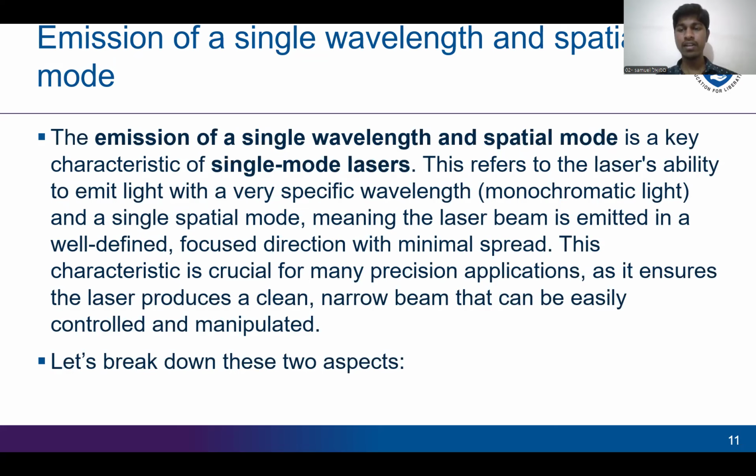This refers to a laser's ability to emit light with a very specific wavelength, monochromatic light, and a single spatial mode, meaning the laser beam is emitted in a well-defined and focused direction with minimal spread. This characteristic is crucial for many precision applications as it ensures the laser produces a clean, narrow beam that we can easily control and manipulate. Let's divide this into two segments.